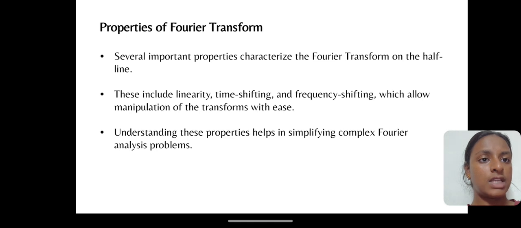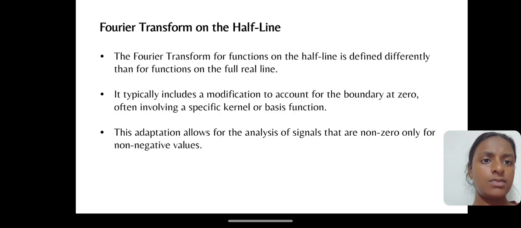Several important properties characterize the Fourier transform on the half-line. These include linearity, time shifting, and frequency shifting, which allow manipulation of the transform with ease. The Fourier transform on the half-line is basically for functions on the half-line which are in the limits of 0 to positive infinity. This adaptation allows for the analysis of signals that are non-zero for non-negative values.